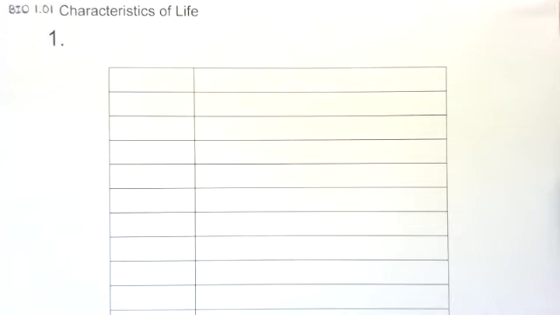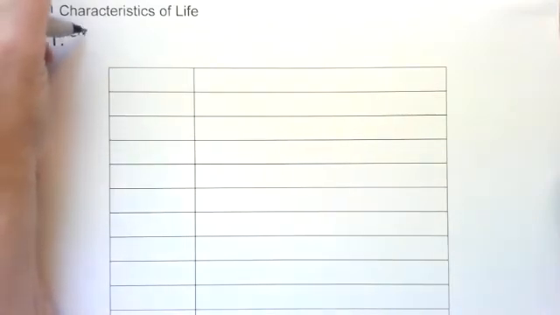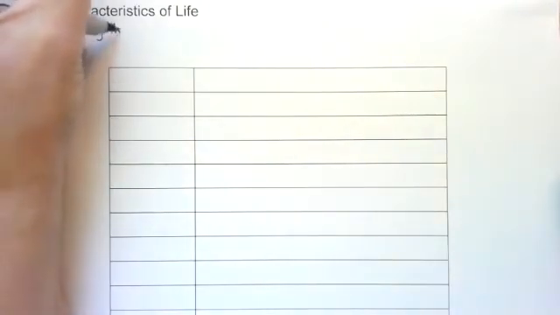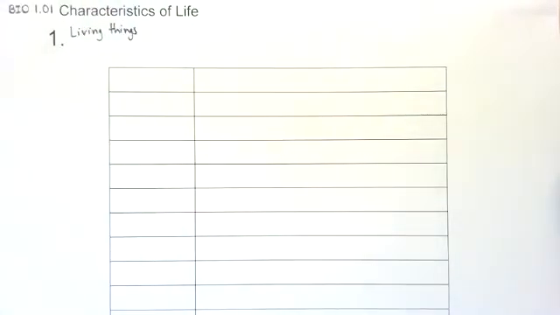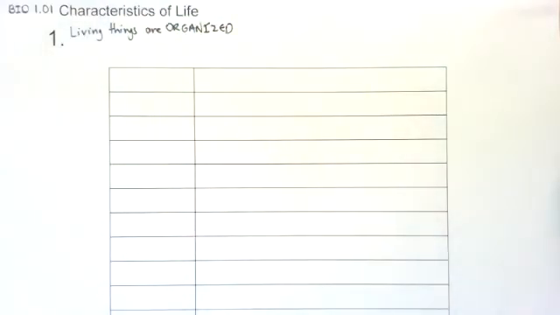So the first characteristic that you have to be considered alive, number 1, living things are organized. And that's our first characteristic of life. So think about your own body. The heart is always in a specific place, and it has layers and it has valves that go in. And think about how highly organized that is.